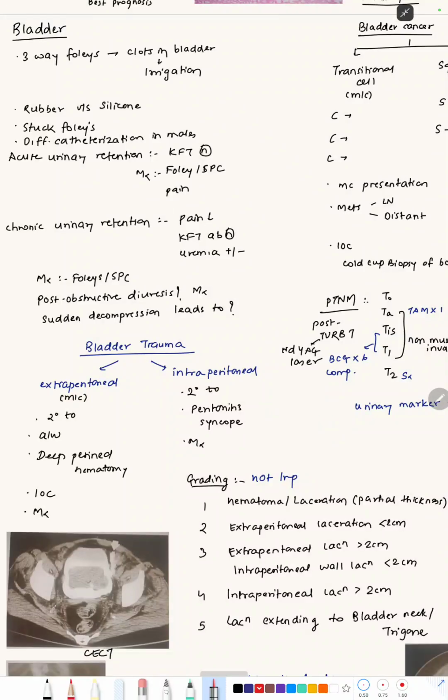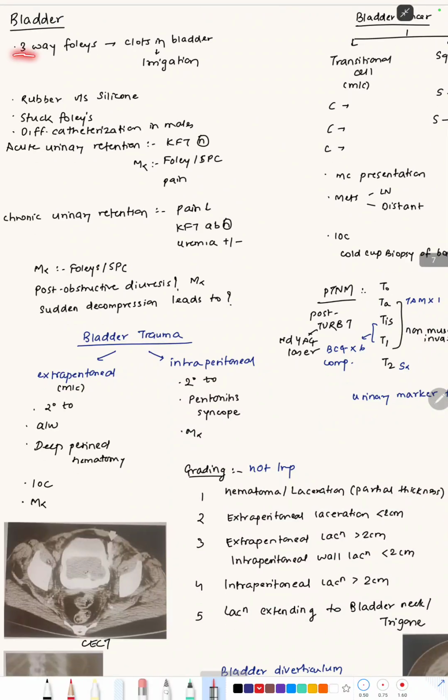So the next is going to be the bladder. In the bladder, we have the three-way Foley's catheter. The three-way Foley's catheter is used when there are clots in the bladder. So irrigation is done through one way.